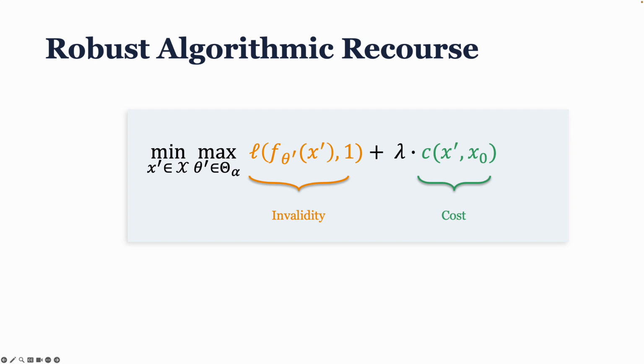ROAR addresses this by turning the problem into a minimax formulation. So instead of minimizing the price against a fixed model, we now minimize over x prime, where an adversary maximizes over all possible models theta prime within an L infinity ball of radius alpha around the original model theta 0. The invalidity term now uses the adversarial model theta prime instead of the original model theta, and the cost term remains the same. This guarantees that the recourse works even under the worst-case model change within the allowed neighborhood.